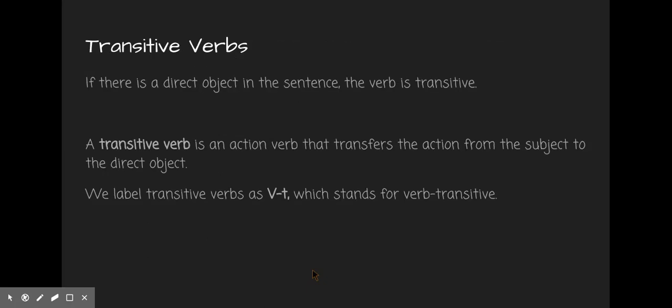Okay, transitive verbs. If there is a direct object in the sentence, the verb is transitive. A transitive verb is an action verb that transfers the action from the subject to the direct object. We label the transitive verbs as VT, which stands for verb transitive.